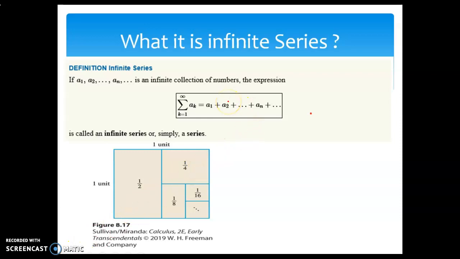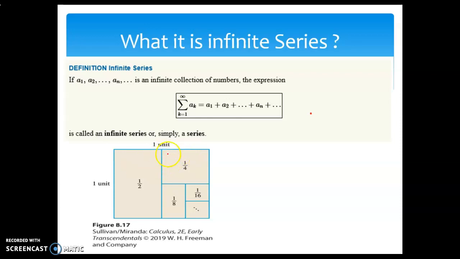So what is an infinite series? An infinite series is a collection of infinitely many numbers, like the summation of a_k from k equal to 1 up to infinity. That will give you a1, a2, and so forth. So a collection of these is known as an infinite series. Let's consider an example of an infinite series.